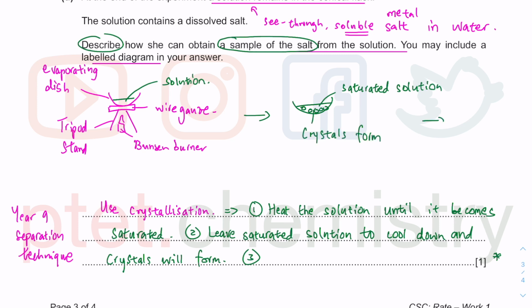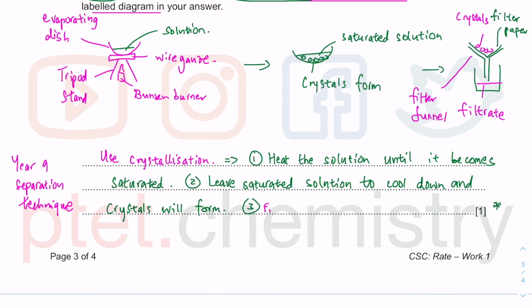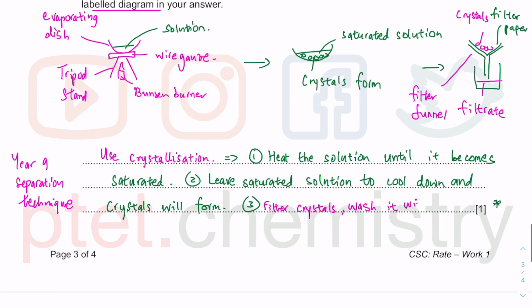And how you can obtain the crystals? Well, you can filter it. So this will be your filter paper, and then on your filter paper will be the crystals. So you collect the crystals on the filter paper. These crystals are basically the residue left behind on the filter paper. That is what you call a filter funnel. So the last step there is filter the crystals, wash them with cold water, cold distilled water.